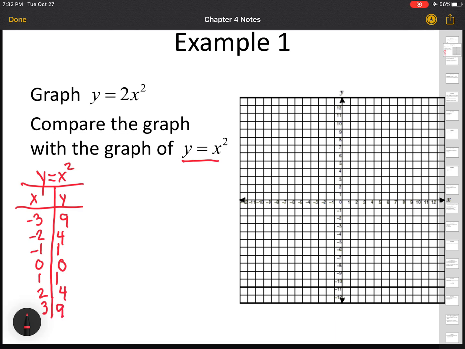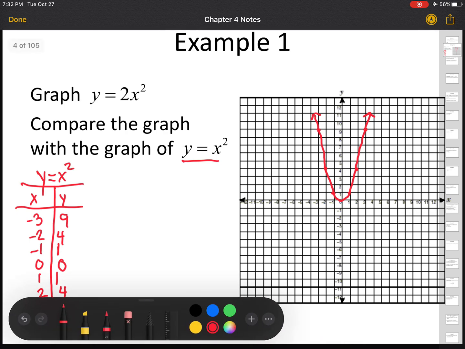So if we go ahead and graph those on the graph, -3, 9. And -2, 4. -1, 1. 0, 0. 1, 1. 2, 4. And 3, 9. And we're connecting them with a smooth curve. Okay, there's our parent graph of y equals x squared, but now we need to make a table of values for y equals 2x squared.